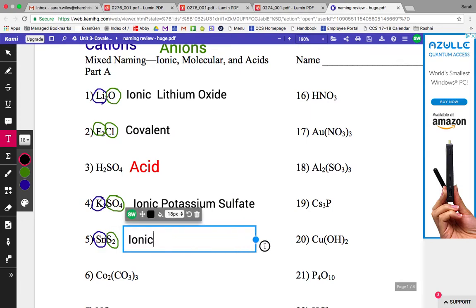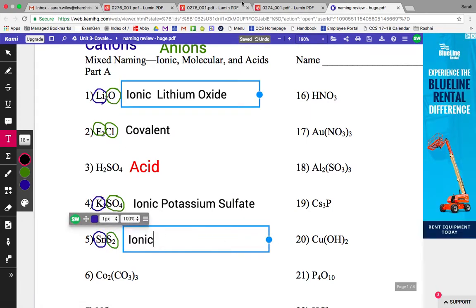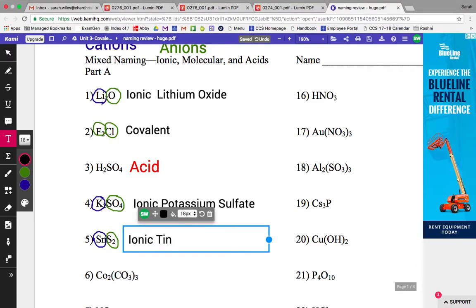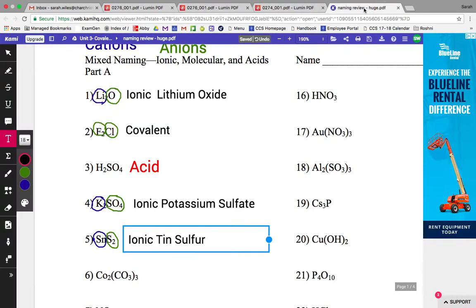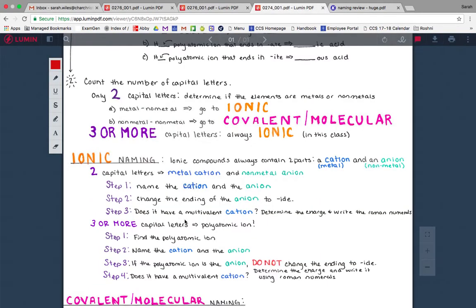Okay, ionic. Number 5, Sn is tin, S is sulfur. If there's only 2 capital letters, I'm going to name the cation and the anion. Then I'm going to change the ending of the anion to "ide." So it's not sulfuride, it's sulfide. And then, does it have a multivalent cation? We're skipping that step for today. So it's just tin sulfide. Okay?